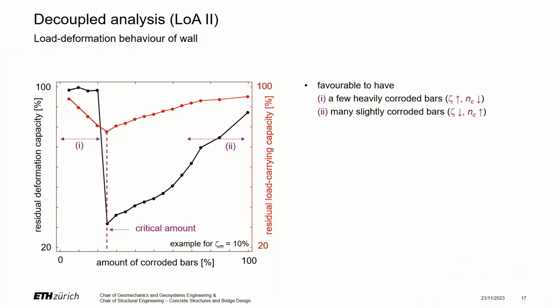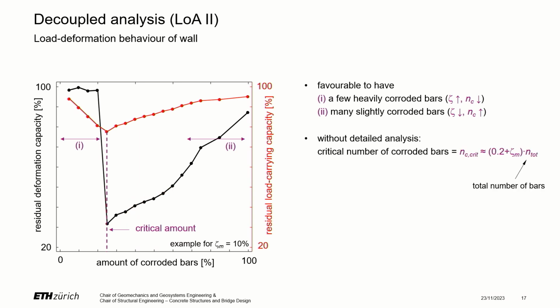And this you can also show theoretically. Here, for an example where you have a mean cross-section loss of 10%, which stays constant, you have either a small amount of corroded reinforcing bars or a high amount. And you see that there is a critical amount of corroded reinforcing bars where you have a minimum in the load carrying capacity and the deformation capacity. And it is favorable to have either a few heavily corroded bars or many slightly corroded bars, but not some moderately corroded bars, you could say.